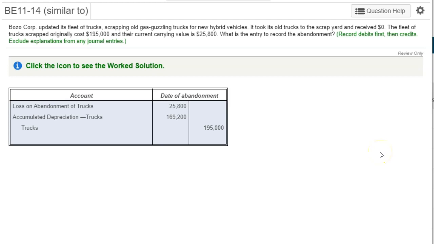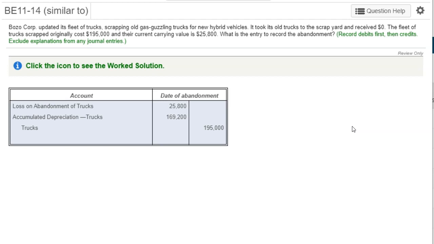So as we can see, the corporation is basically getting rid of our gas guzzling trucks, and they're going to get hybrid vehicles. So it takes its old trucks to the scrapyard, but they don't get any money out of it. On the books, we have this fleet of trucks that's listed for $195, and with those trucks there's been accumulated depreciation to date. Now, when they're getting rid of the trucks, we can't keep saying that they're on the books when they're not.